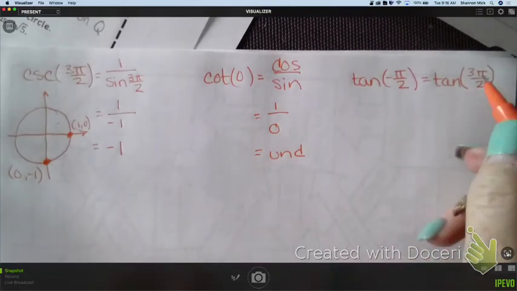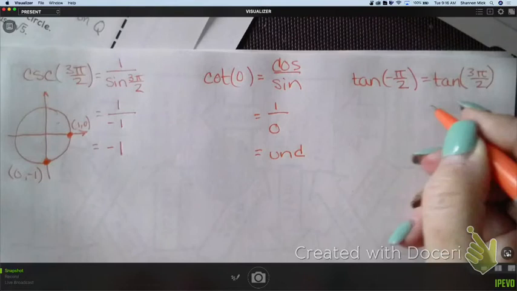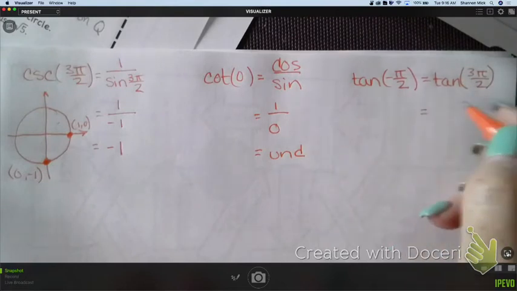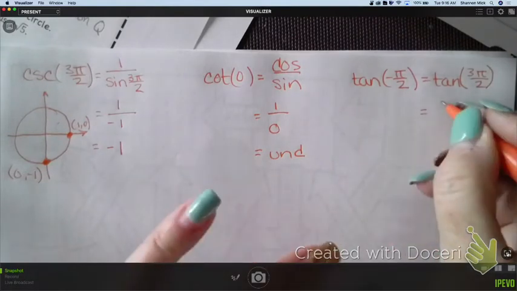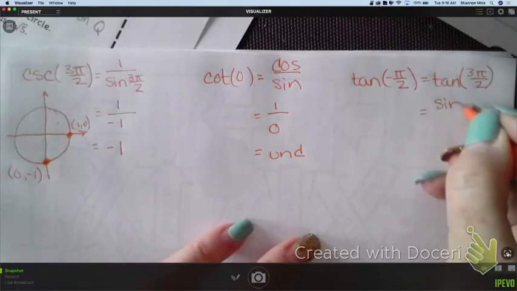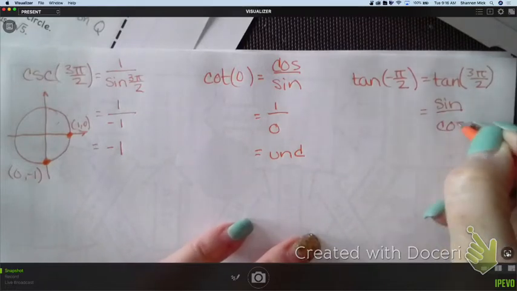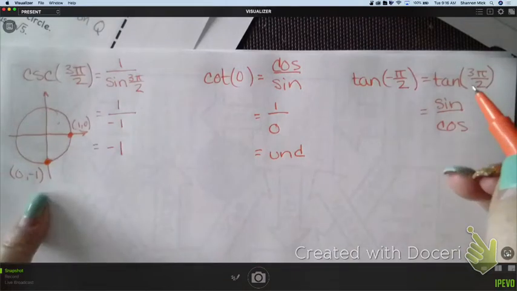Okay, so we're at 3 pi over 2. And tangent is what function over what function? Sine over cosine. And it's quadrantal, so I need to be thinking 0, -1, right?